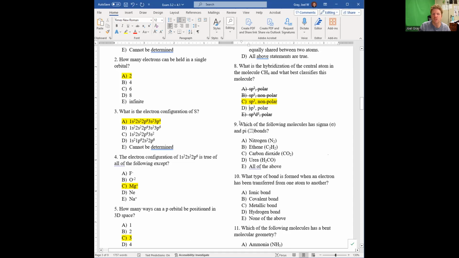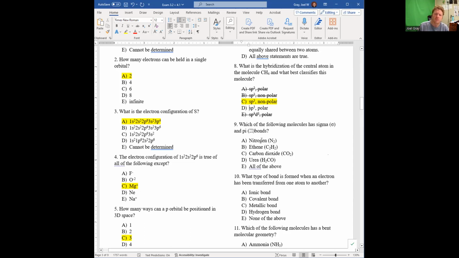Question number 9. Which of the following molecules has sigma and pi bonds? Okay, so in order to answer this question, first of all, a sigma bond is basically your first bond, the bond that exists between 2 atoms. A pi bond is a second bond. So if we're talking about something that has a double bond or a triple bond, then we're talking about something with both sigma and pi bonds. As a contrast, CH4 has single bonds only, so it has no pi bonds.